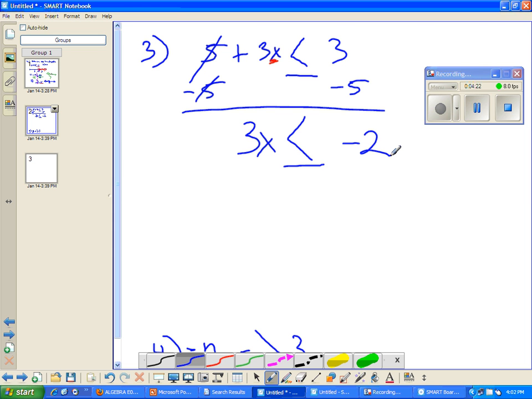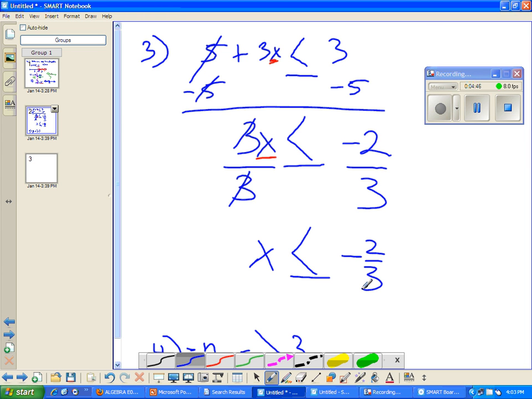So now I need to isolate my variable x again, and the only way I can remove this 3 from this x is by dividing by 3. I divided by 3. Now x, because 3 divided by 3 gives me 1x, is still less than or equal to negative 2/3.